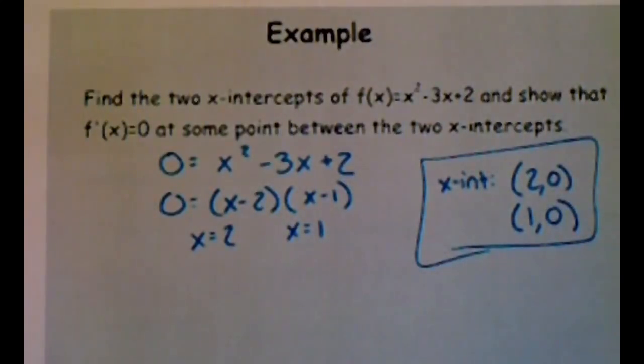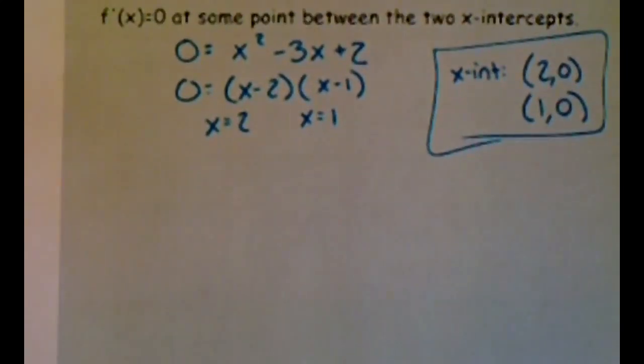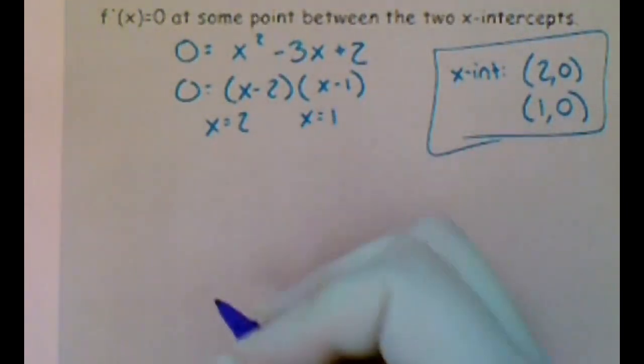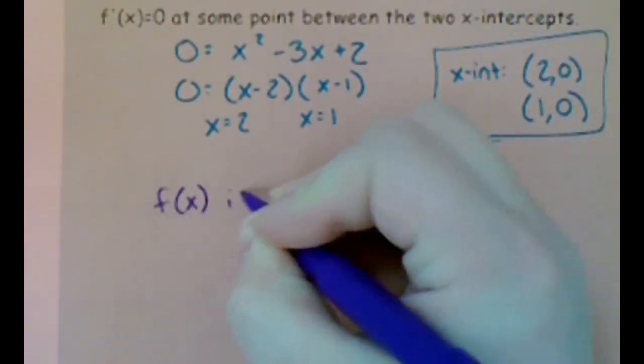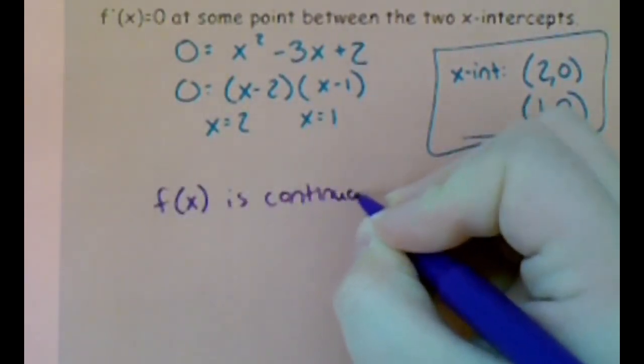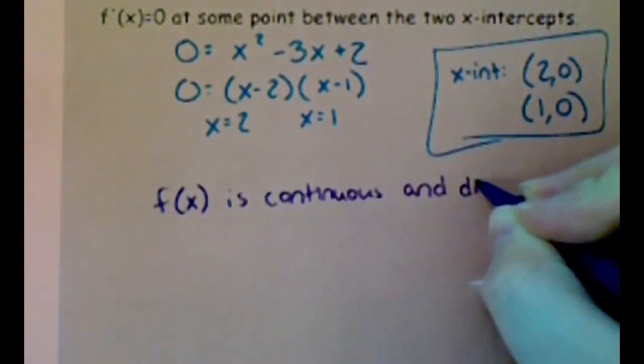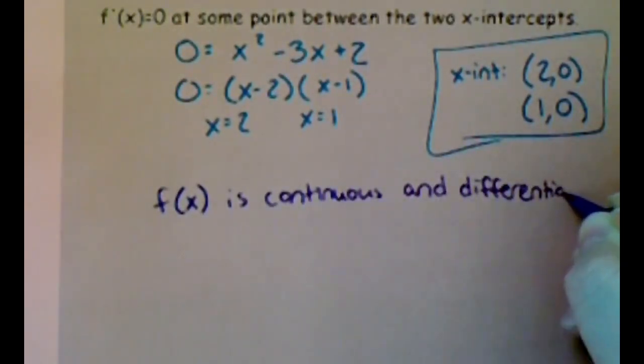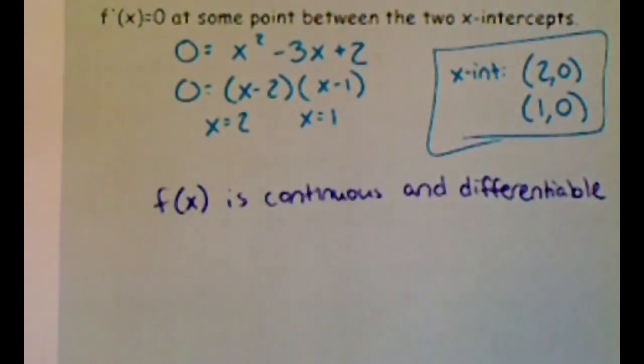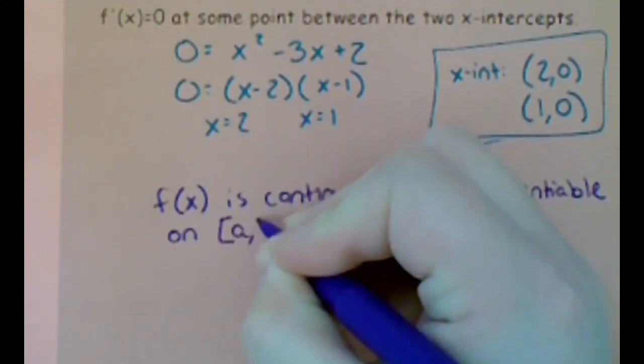The second part says to show that f prime of x equals 0 at some point between the two x-intercepts. Well, our function was a polynomial, and a polynomial is always continuous and differentiable. So, since it's continuous and differentiable everywhere, it's continuous and differentiable on the interval in between those two x-intercepts. So it is continuous and differentiable on the interval a to b.